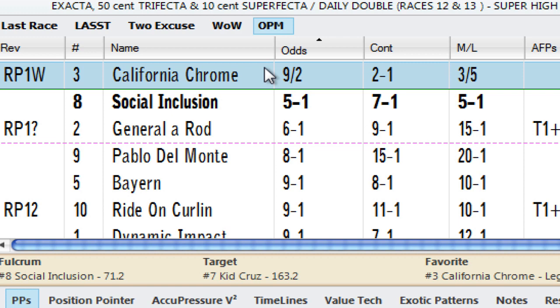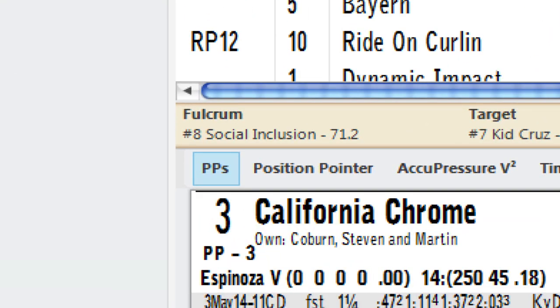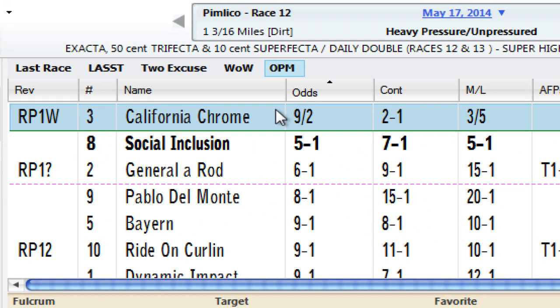I also note that California Chrome is 3 to 5 in the morning line. No surprise there. Social Inclusion is second on the line, and the bold means it's the fulcrum horse. That's the horse with the fastest second call time out of the last race, with some other conditions that I explain in the book Handicapping Magic. California Chrome was the fulcrum in the Kentucky Derby. Social Inclusion finished third in the Wood Memorial. The winner of the Wood Memorial was Wicked Strong, who finished 4th in the Derby. It's not here. And then we go third down in the line, and we find General A-Rod.